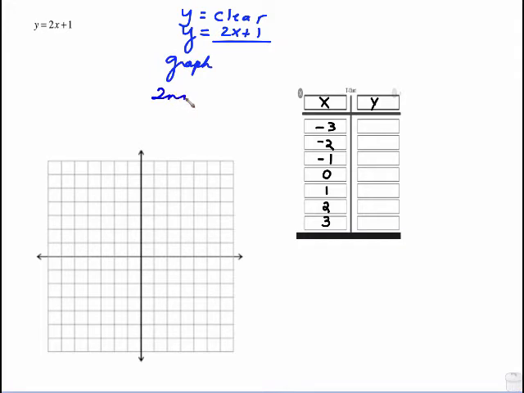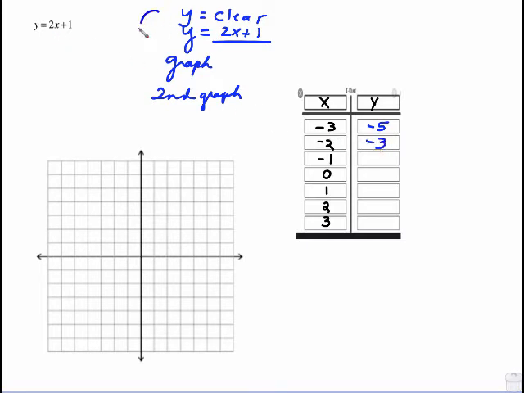Then hit second graph to bring up the table. Or, if you wanted to, plug -3 in here. 2 times -3 is -6, plus 1 is -5. Plug -2 in here. 2 times -2 is -4, plus 1 is -3.